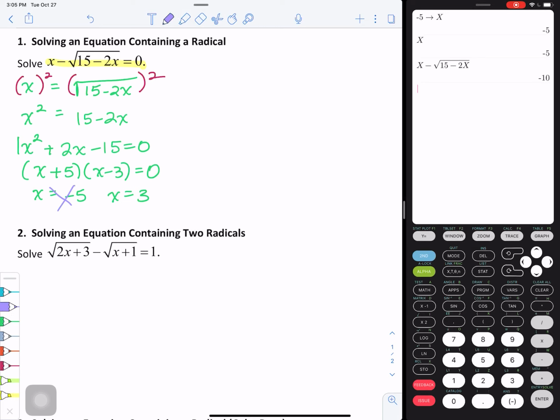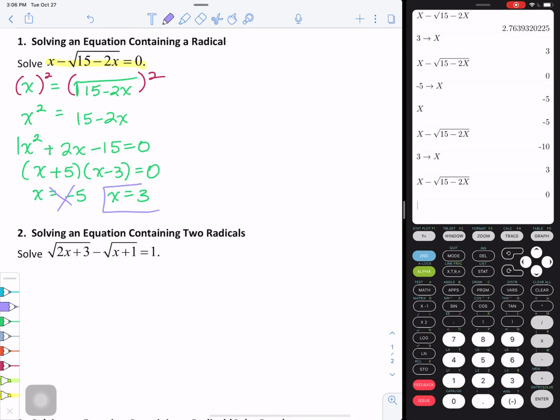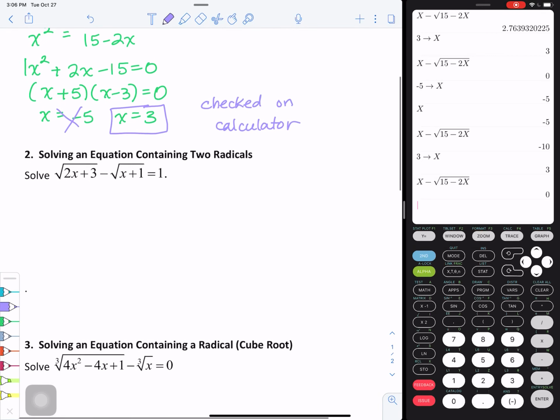Now, let me show you something cool. Now you can go ahead and, whoops, let's change our x. So we're going to store 3 as x. And now let's go grab this expression, and now plugging in 3, sure enough, it's 0. So plugging in x equal to 3 makes that equation true. So we check these on our calculator. Now you could go ahead and perform the operations plugging these numbers in one at a time, but I thought you might really like this.